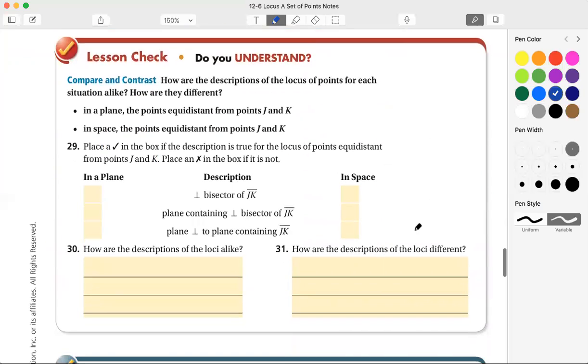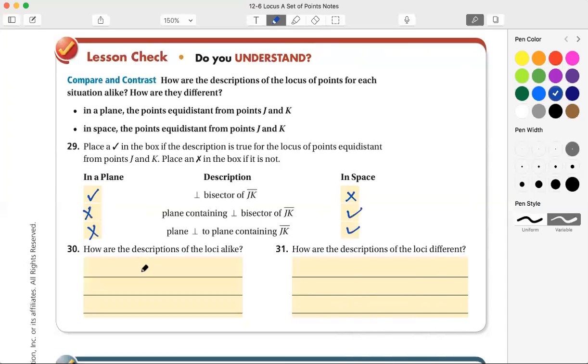All right. So how are the descriptions of the locus of points for each situation alike, and how are they different? In a plane, the points equidistant from points J and K. In space, the points equidistant from points J and K. Place a check mark if the description is true for the locus of points equidistant from J and K. Place an X if it is not. A perpendicular bisector is true for a plane, and not true for space. The plane containing a perpendicular bisector is not true for a plane, but true for space. A plane perpendicular to the plane containing JK is not true in a plane, but is true in space.